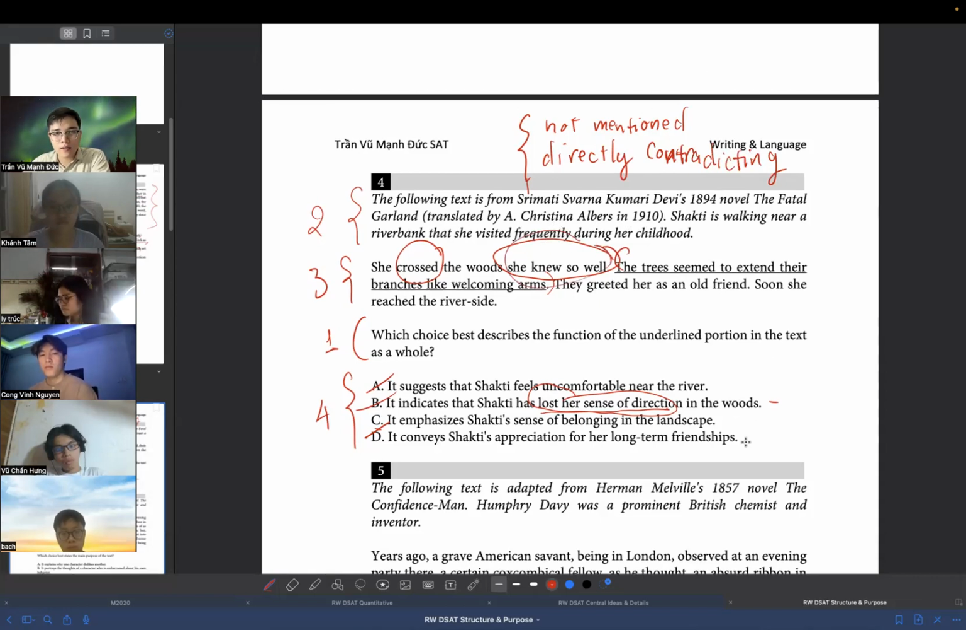Not mentioned, because if you choose D, you make the inference error. If you choose D, that means that you read a sentence and you can see that this is greeting her as an old friend. So she must be appreciative of this friendship, right? Because they are greeting her as an old friend. So she must be appreciative. But in this case, it is not mentioned. So if you choose this one, it will mean that you made an inference and it will be wrong. This is very common on the SAT, especially on the hard questions like this. And also flipped relationship.